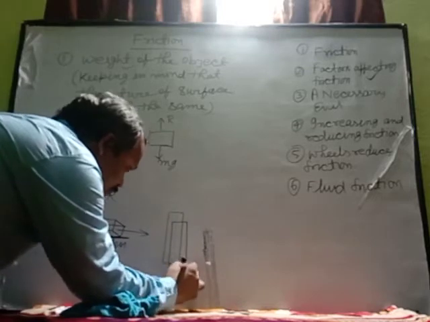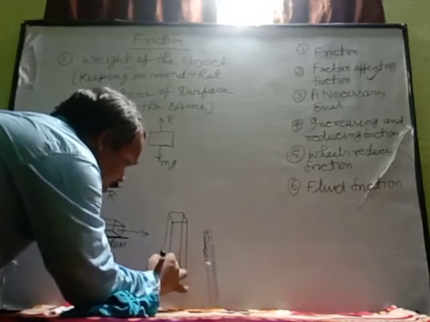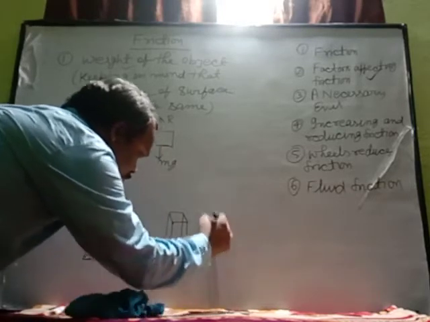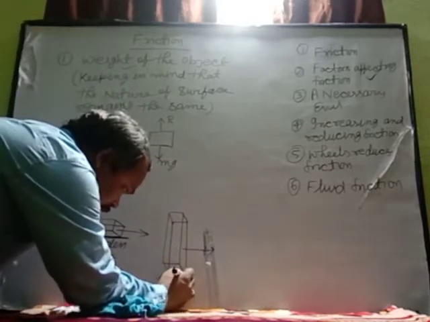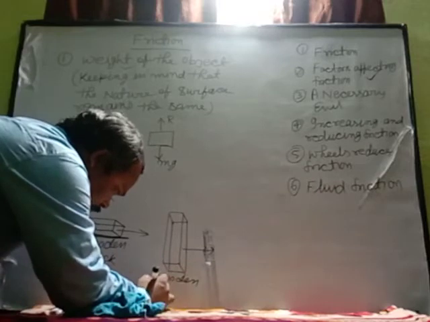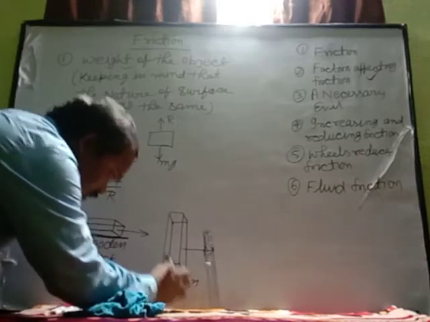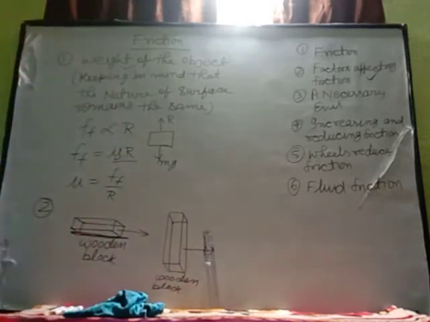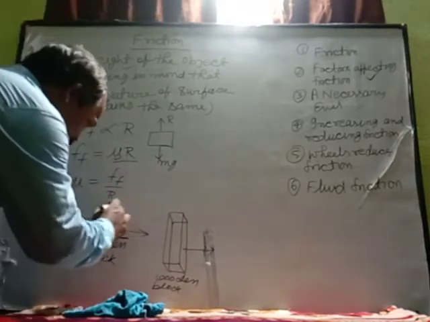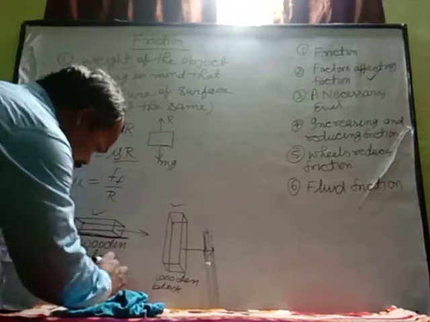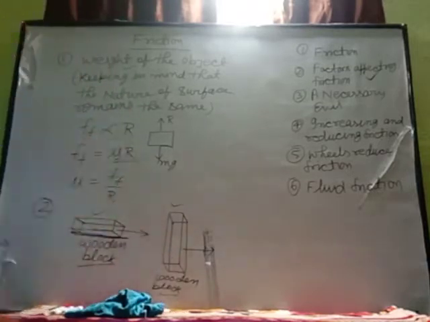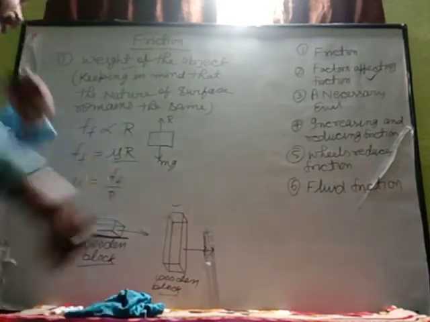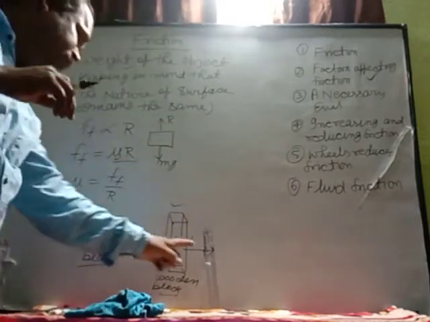So what will happen? Now you pull it. So here it is also a wooden block. It is also a wooden block. So in this case and in this case, if the nature is the same, there will not be any change in the force of friction recorded by the spring balance. Here it is the spring balance, I haven't made it.